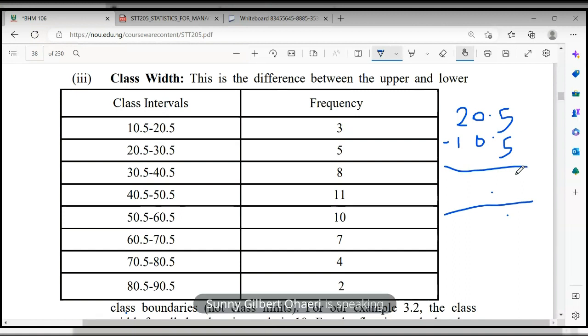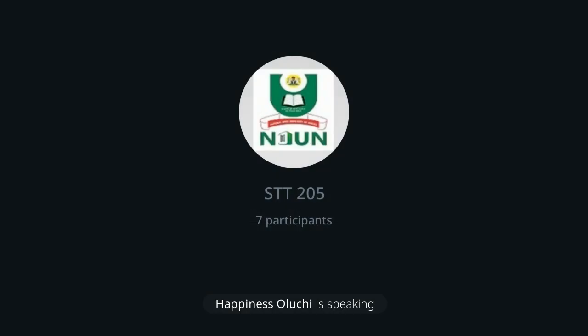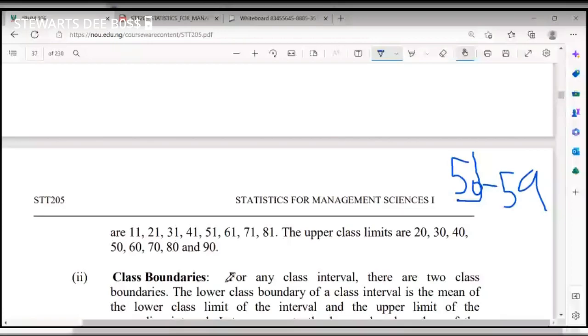It's equal to 10, but where do you get that 20.5 and 10.5? Where did you get them? That's the class boundary. The class boundary we solved above, the class boundary that we solved here, that we were moving diagonally.